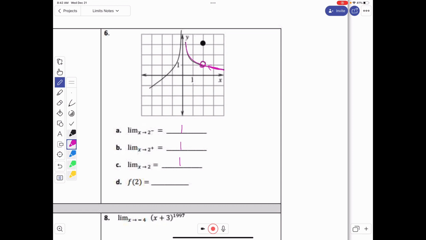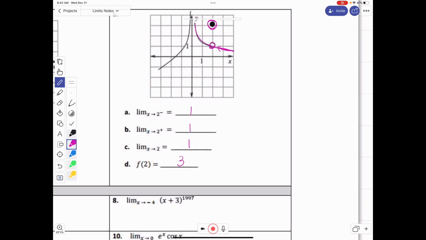Now, where the x value is 2, we have to go by the closed circle, so that value would be 3. We can't use that open circle.